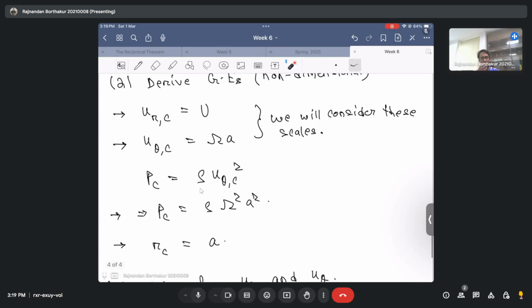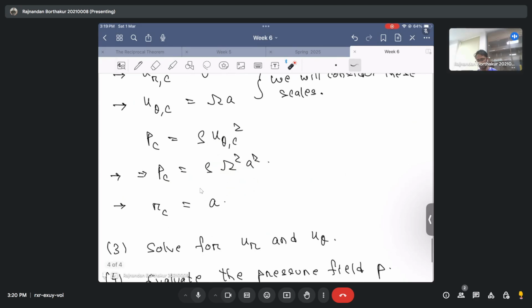Now for the pressure, they say that the pressure scales as the advection term, and that's why they have said that the scale for pressure is rho times u square, and the choice of the characteristic velocity for scaling pressure is u theta c, the characteristic velocity in the theta direction, which is omega a. Meaning that my scale for pressure is nothing but rho times omega square a square. That is just the advection scale for pressure. And the length scale is a trivial case, because we just have a single length scale in this problem. So the length scale is nothing but the radius of the cylinder, which is just a.